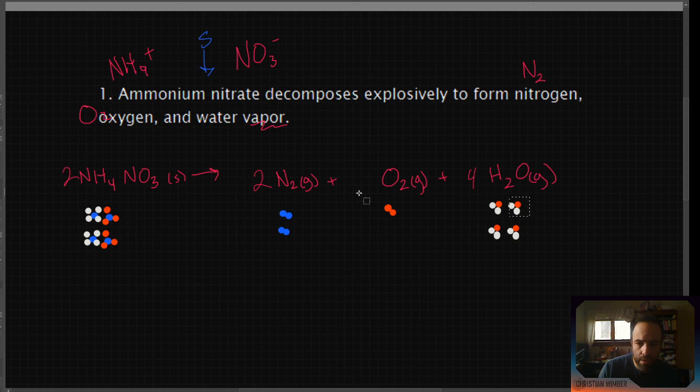Now, what does the particle actually look like? Well, this one particle has 2 oxygens. That's what the subscripts mean. What is in a single particle? So in this one particle, there are 2 oxygens. In these 2 particles, each of them has 2 nitrogens. Here, these 4 particles, each of them has 2 hydrogens and an oxygen, but there are 4 particles.